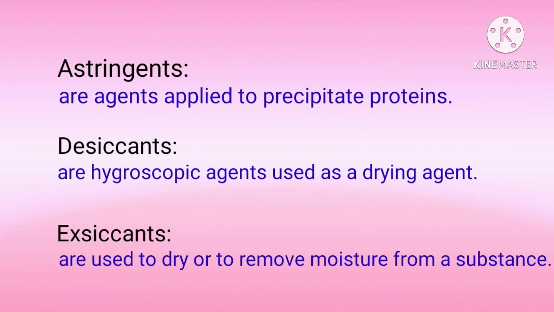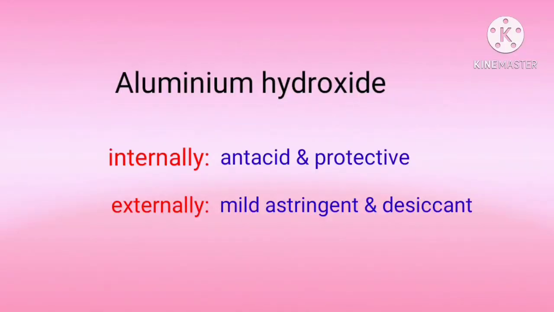Astringents are agents applied to precipitate proteins. Desiccants are hygroscopic agents used as drying agents. Exsiccants are used to dry or to remove moisture from a substance. Aluminum hydroxide is used internally as an antacid and protective, and externally as a mild astringent and desiccant.